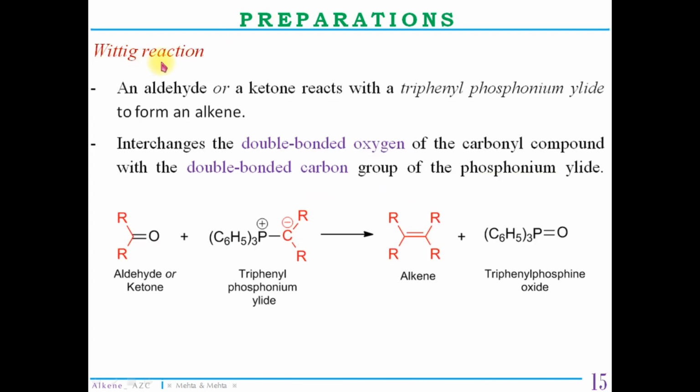Next is the Wittig reaction, where an aldehyde or ketone reacts with triphenyl phosphonium halide to form alkene. Here is the interchange of the doubly bonded oxygen of the carbonyl group with the doubly bonded carbon of the phosphonium halide group.